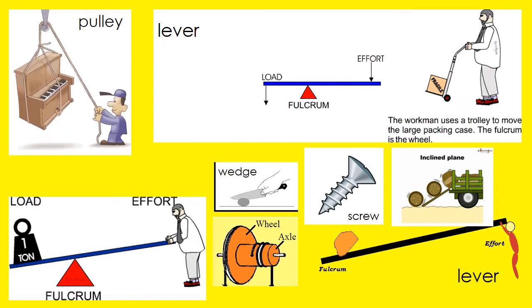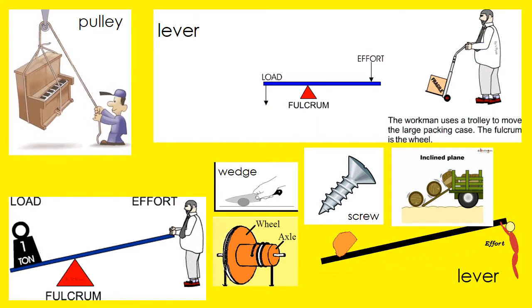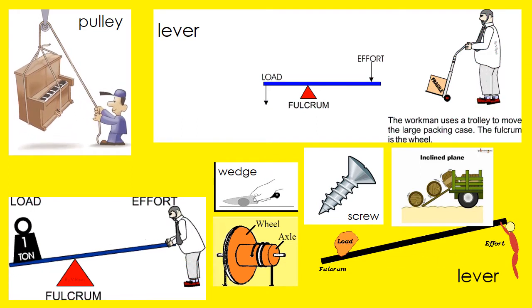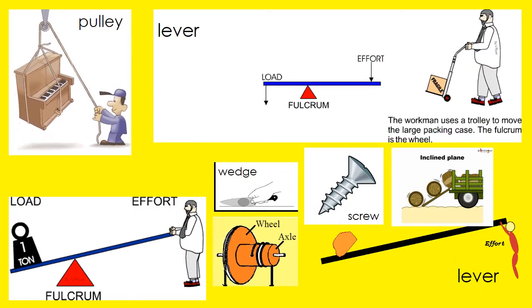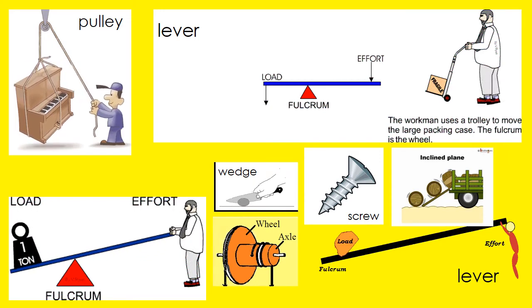So that's a screw. What type of simple machine is this? A screw. And it looks like a nail. So a nail and a screw are almost the same thing. Okay, next one.